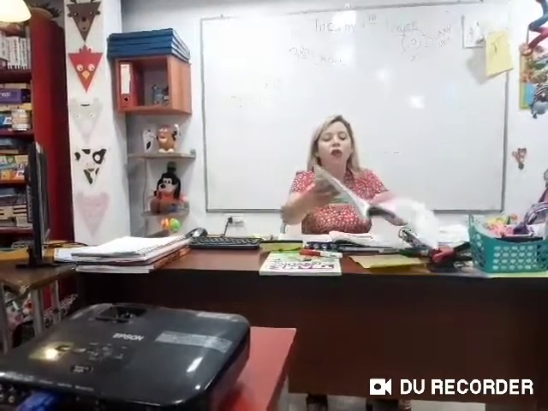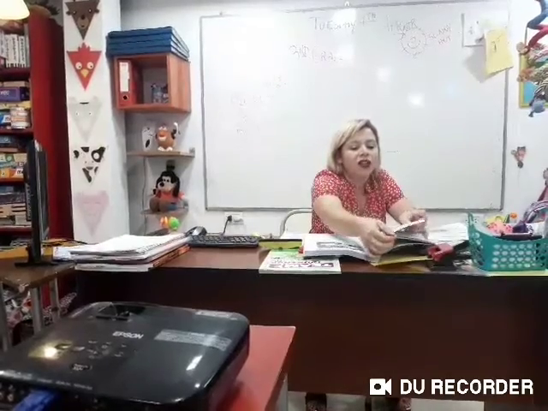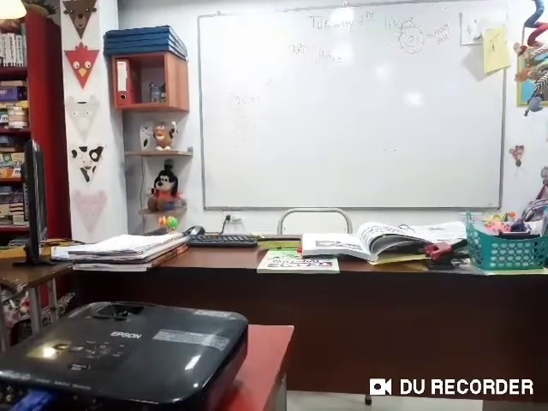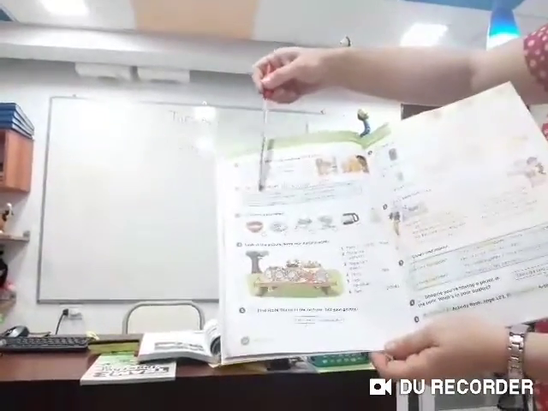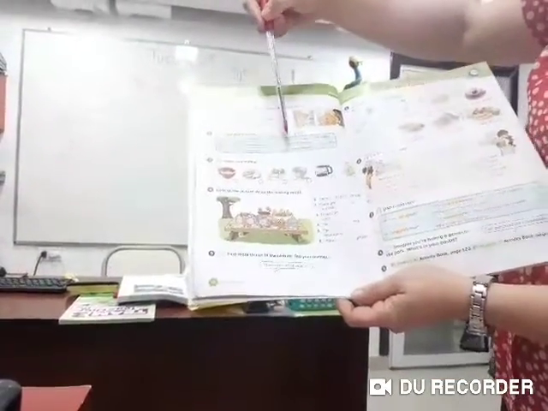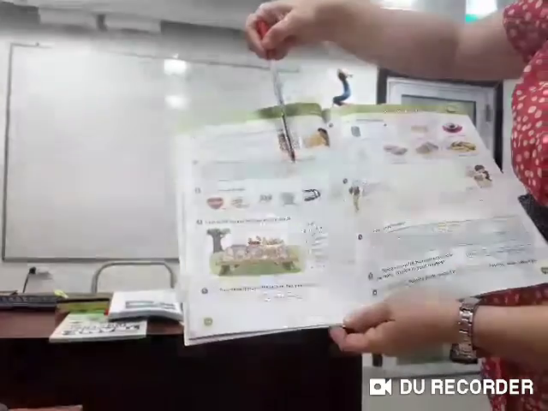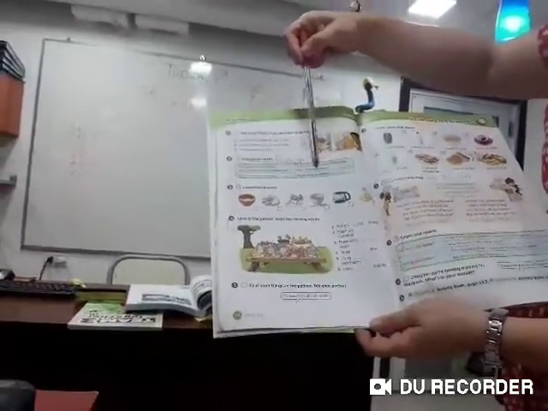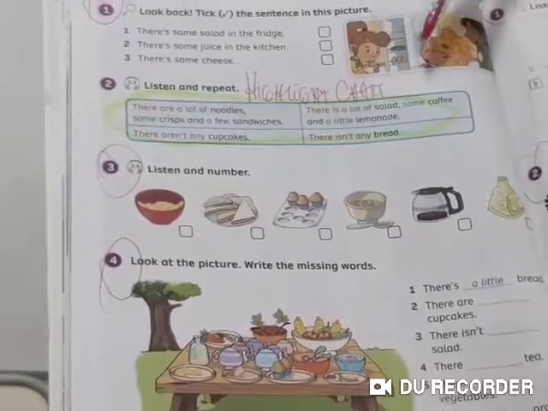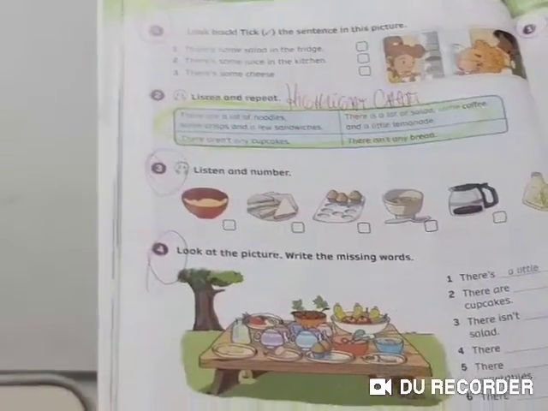Okay, so I want you to highlight the chart there. The grammar chart. Que fue todo lo que la teacher primero explicó en el warm-up. There is, there are, a lot of, a few sandwiches, any, a lot of salad, some coffee, a little lemonade. ¿Vieron? Lemonade es uncountable, entonces usamos a little, any for negatives, okay? Good, salad, okay.